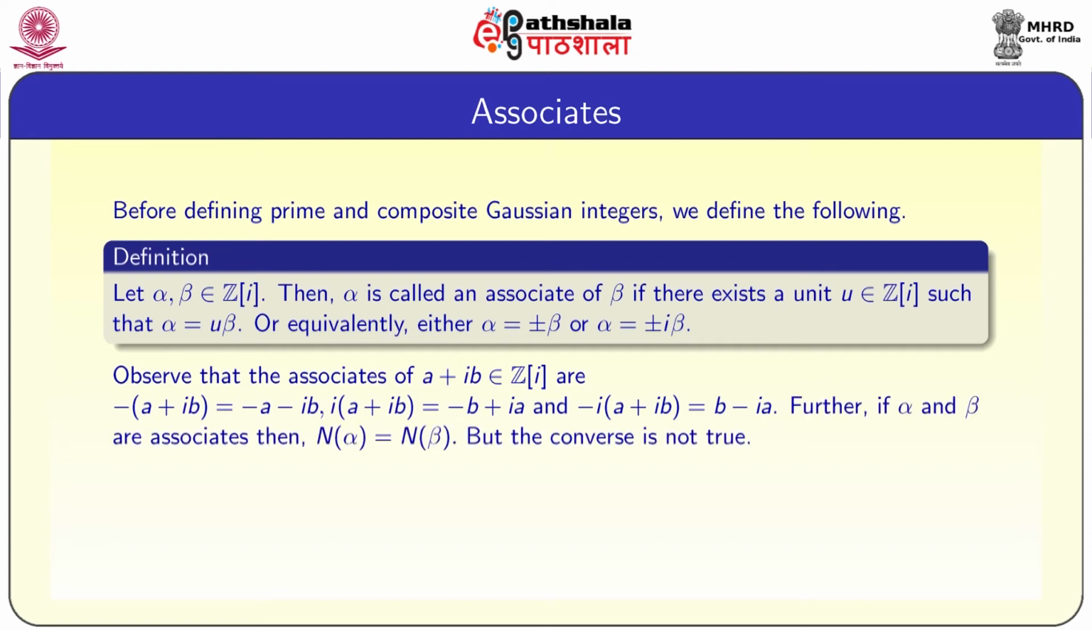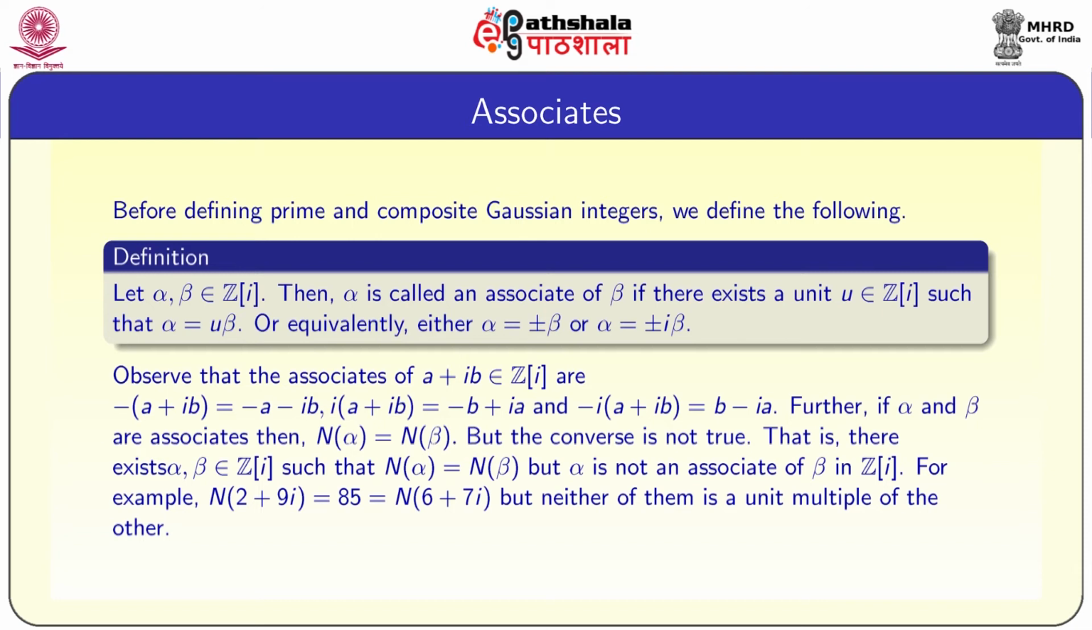Further, if alpha and beta are associates, then it is easy to see that N(alpha) equal to N(beta). It is because the norm of alpha equals the norm of u into beta, but the norm is multiplicative. So, norm of u into norm of beta, but norm of u equal to 1 since u is a unit. So, norm of alpha equal to norm of beta, but the converse is not true.